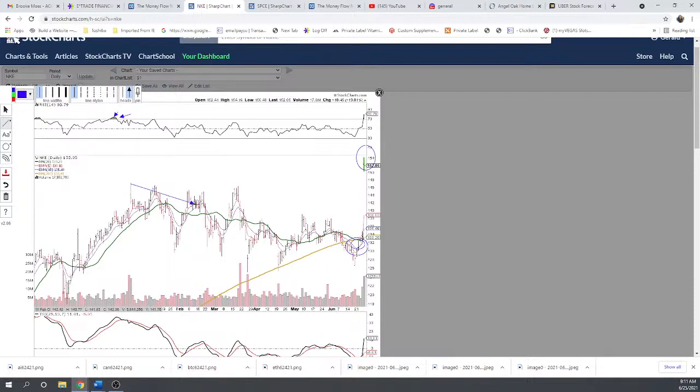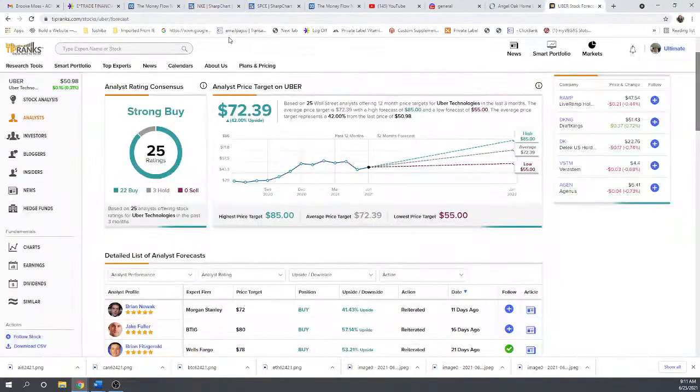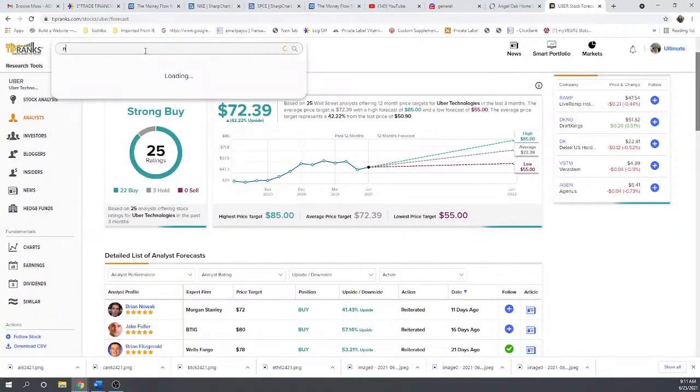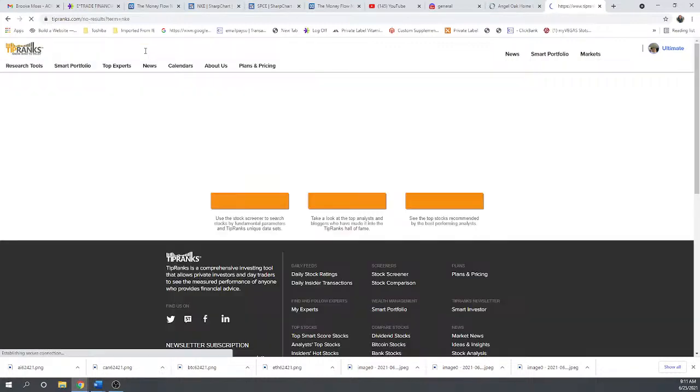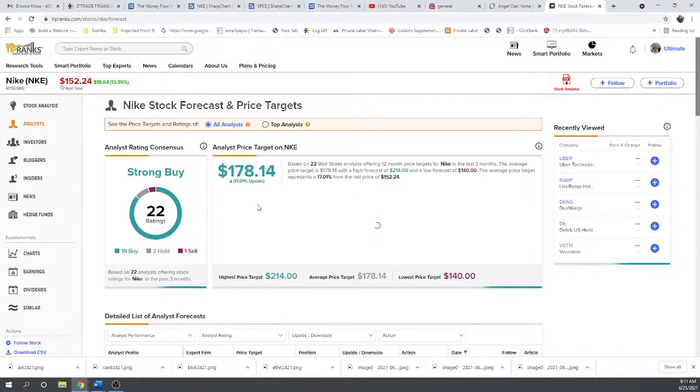Look, and what did it do? Drifted back down, man, right? Until what? It's set up again. Is it cheap at 128? I don't know. Let's see what they say. Can't tell by the price. Did they say it's worth 178?